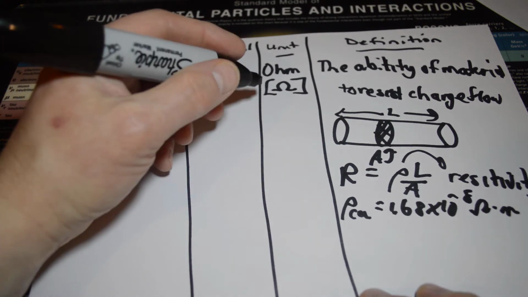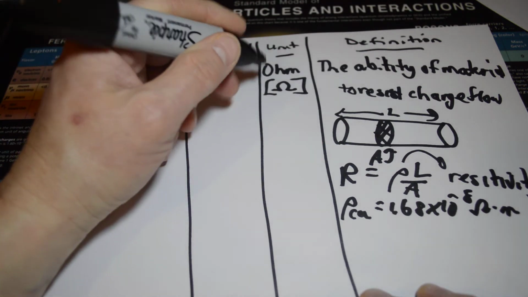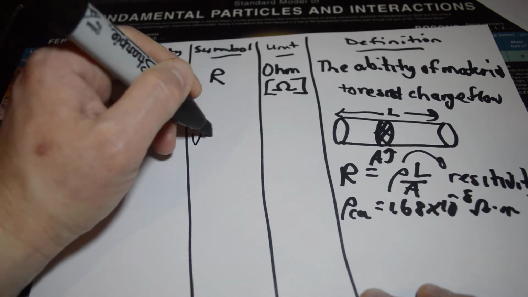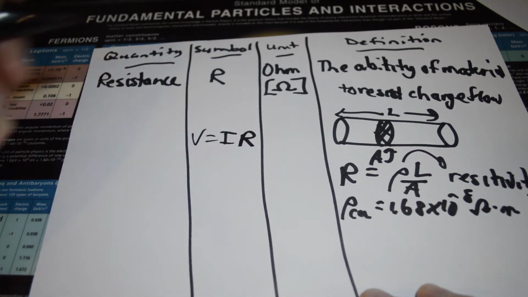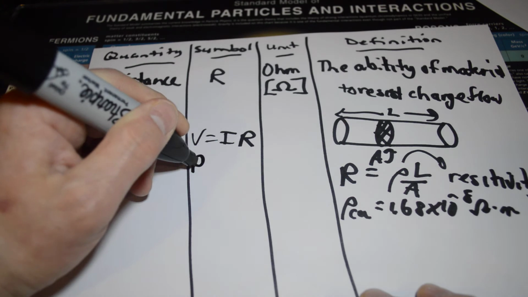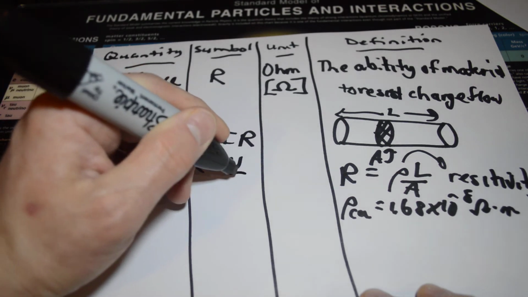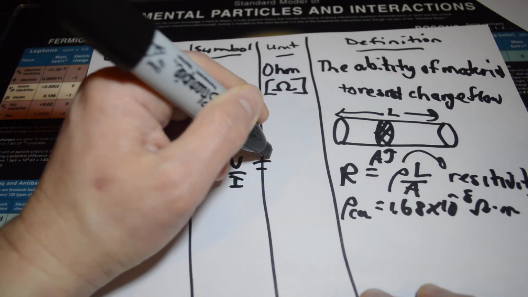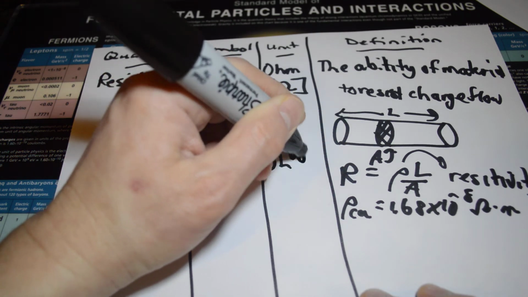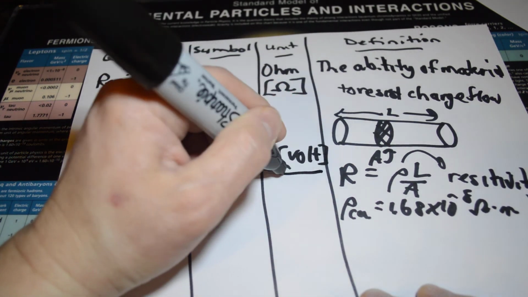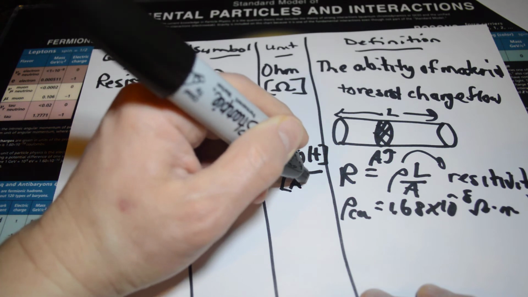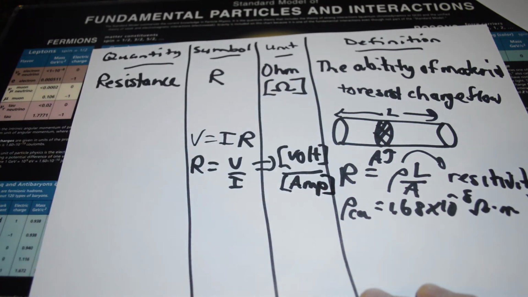All right. When we look at this, there will be an equation that says V equals I times R, and R then would be equal to V over I. So when we look at units, a volt over an amp is referred to as an ohm. That's what an ohm is. Okay.